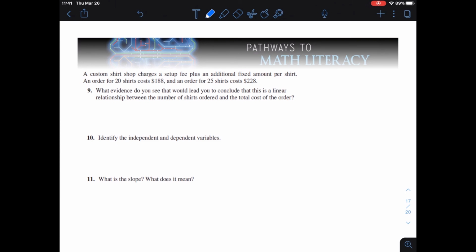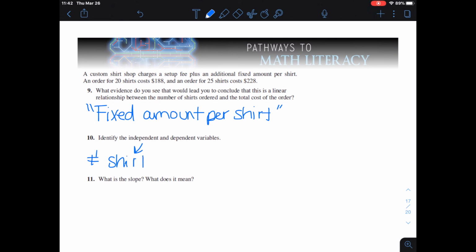So again, this is going to be linear because there's that fixed amount per shirt. So that's our key. The fixed amount per shirt tells us this is going to be a linear relationship. Our independent variable is going to be the number of shirts we order, and then the cost depends on the amount of shirts. So we want to see what is the slope and what does that mean.